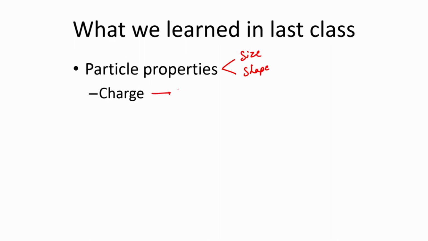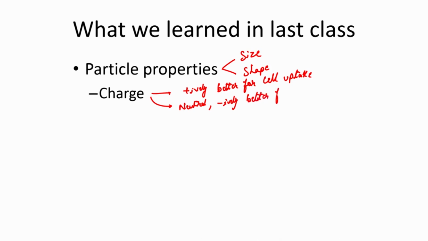In the last class we talked about various particle properties. We had talked about size and shape before this, and then we continued the discussion and further talked about charge. We said that typically positively charged particles are better for cell uptake, but if we want longer circulation and in vivo applications, we want neutral or slightly negatively charged particles, better for circulation.